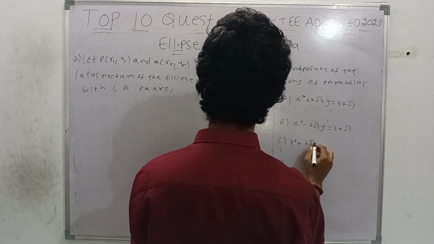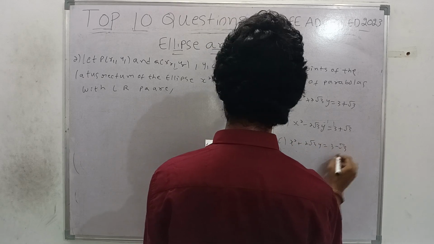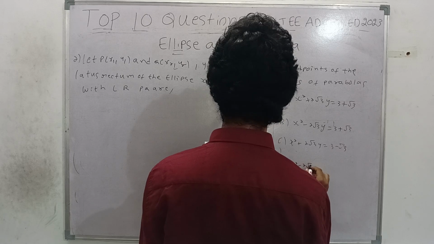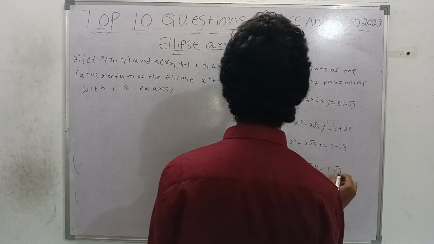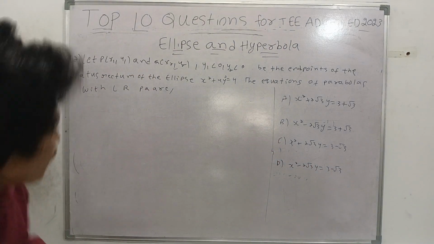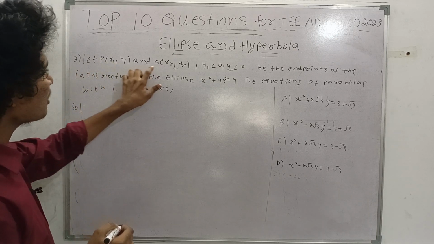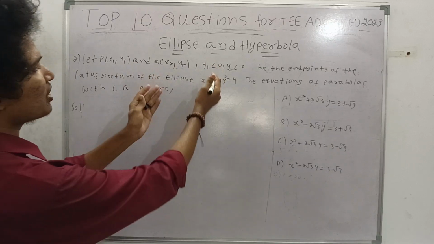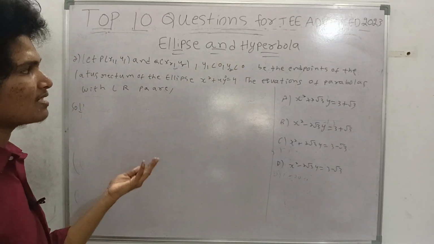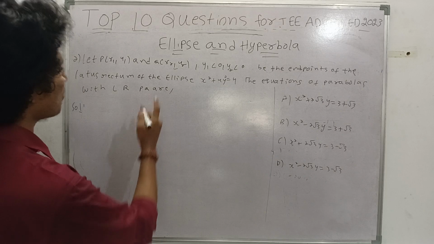X square plus 2 root 3y equal to 3 minus root 3. This is the third option, and x square minus 2 root 3y equal to 3 minus root 3. This is the fourth option. And now observe carefully what is given. They have given let P (x1, y1) and Q (x2, y2), and they have given y1 less than 0 and y2 less than 0 be the endpoints of the latus rectum of the ellipse.